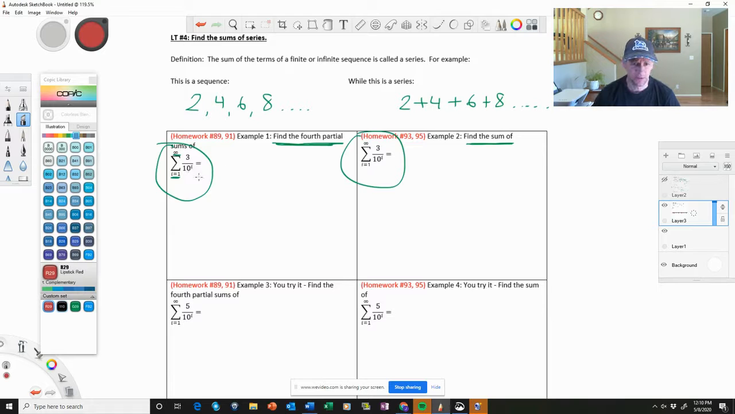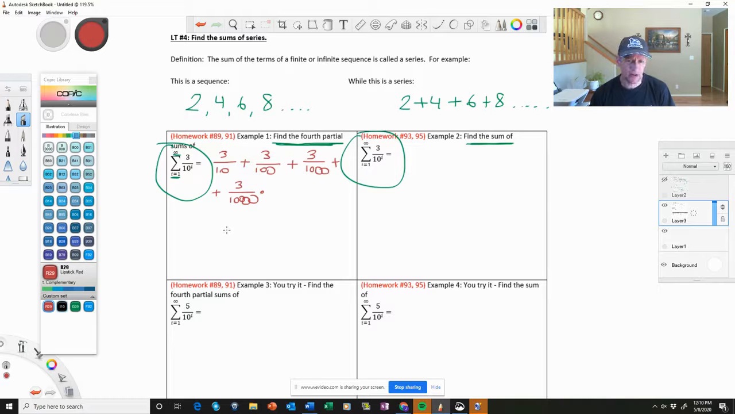Let's just find the first 4 on this one. Plugging in 1 first, I'm going to get 3 over 10. Plugging in 2, now you're plugging in 2 for i, so this will be 10 squared, so that's 100. Plugging in 3, that'll be 10 cubed, which is 1,000. Plugging in 4, you're going to get 10 to the 4th, which is 10,000. And that is going to be your fourth partial sum. It's partial because you're not doing all of it. Fourth because we're doing 4 terms. Now we can add them together.